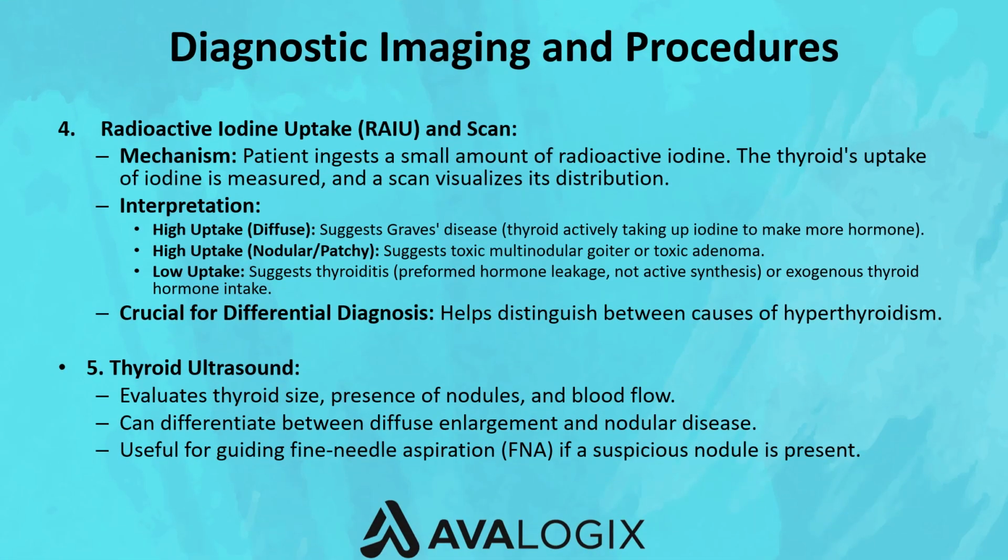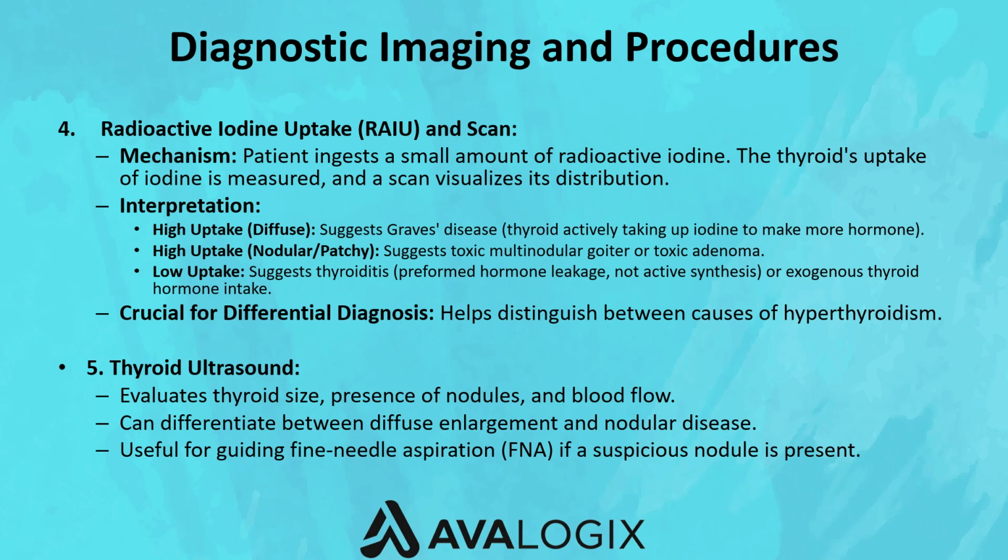Once we know a patient has hyperthyroidism, the next step is to determine the cause. This is where imaging plays a key role. A radioactive iodine uptake, RAIU, test and scan is the gold standard here. The patient swallows a small dose of radioactive iodine, and we measure how much the thyroid absorbs. If the uptake is high and diffuse, it points to Graves' disease. If it's high but patchy or nodular, we suspect toxic adenoma or multinodular goiter.